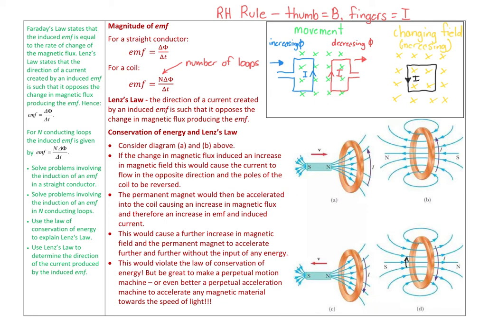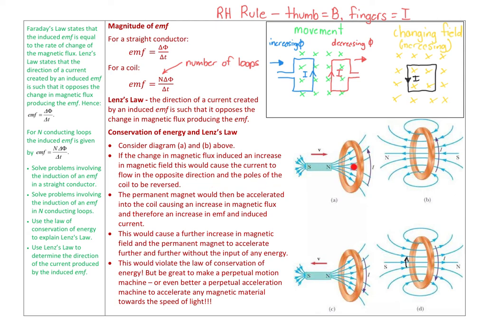So we also need to consider how this is consistent with the conservation of energy. So how Lenz's law is consistent with the conservation of energy. So if you consider the diagrams A and B here, if the change in magnetic flux induced an increase in magnetic field, this would cause the current to flow in the opposite direction and the poles of the coil to be reversed.